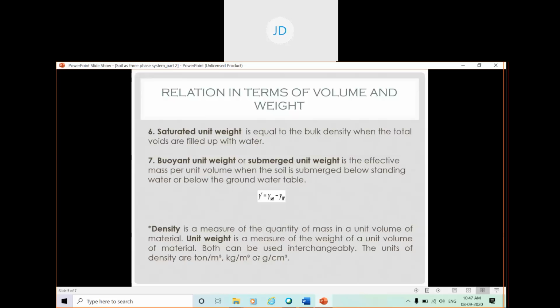The unit of density usually used is gram per centimeter cube. Do you know the unit weight of water, which is constant? I already discussed it: 1000 kg per meter cube or 9.81 kilonewton per meter cube. If you convert that to gram per centimeter cube, you get the density of water, which is 1 gram per centimeter cube. So just remember: density of water is 1 gram per centimeter cube, and unit weight of water is 9.81 kilonewton per meter cube or 1000 kg per meter cube.